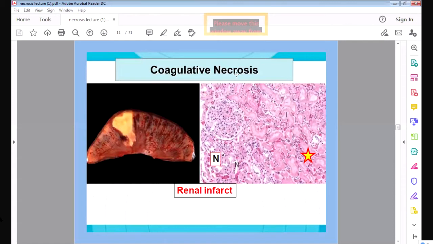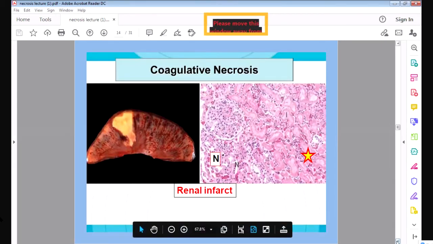This is coagulative necrosis. Coagulative necrosis means necrosis in solid organs like heart, kidney, liver.